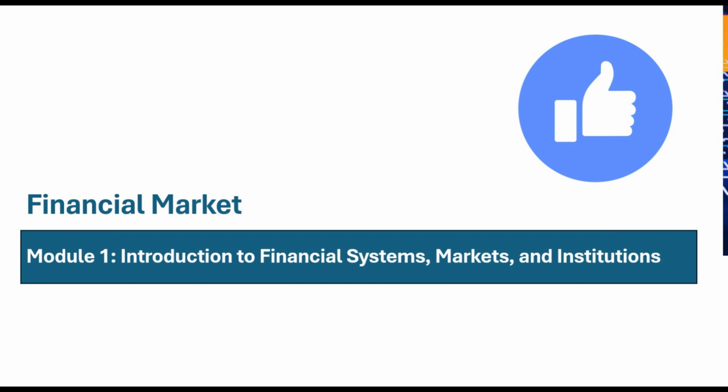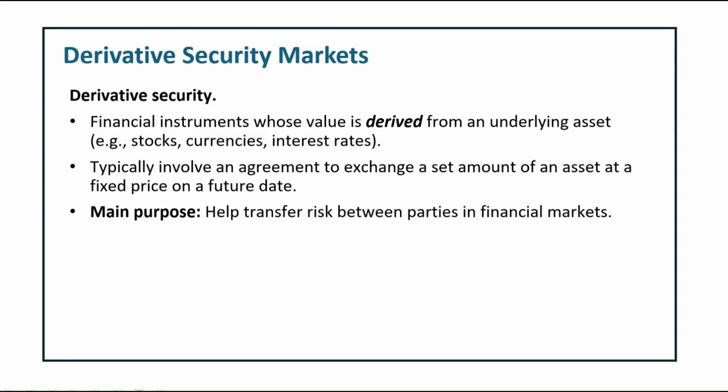Let's now talk about derivative security markets. A derivative security is a financial instrument whose value comes from an underlying asset, like a stock, currency, or interest rate. These instruments usually involve an agreement between two parties to exchange a certain amount of the asset at a fixed price on a future date. The main purpose of derivatives is to help transfer or manage risk. For example, they can protect investors from changes in prices, interest rates, or currency values. That's why derivatives are widely used in financial markets, not to own the asset, but to hedge against future uncertainty.